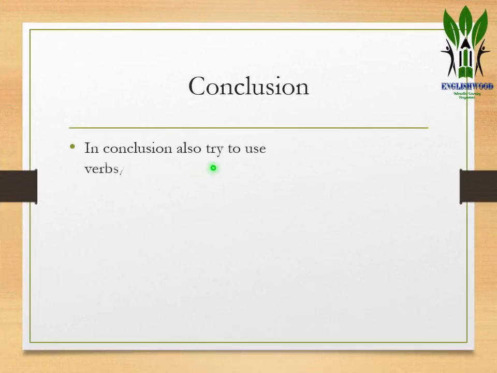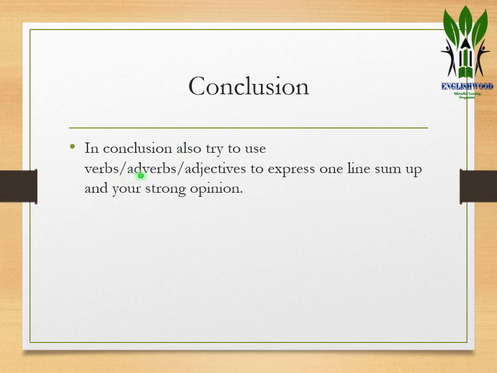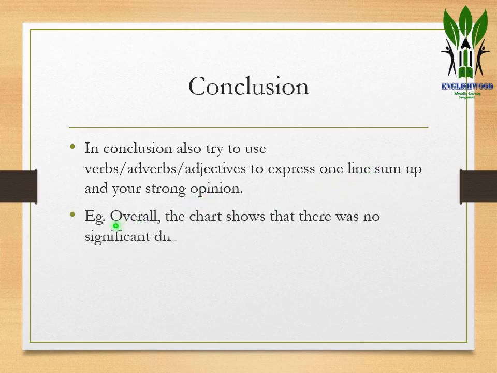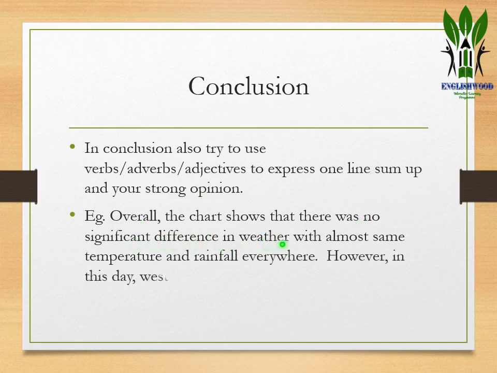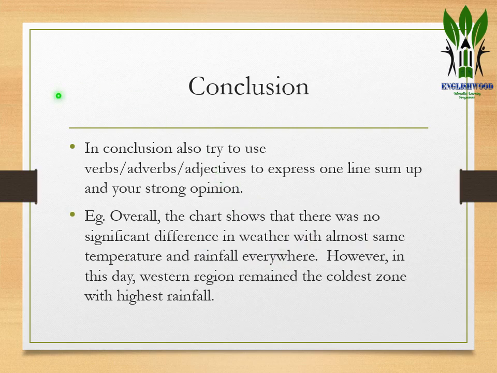In conclusion also, you try to use verbs and adverbs to express a one-line sum up and your strong opinion. Example: overall the chart shows that there was no significant difference in weather, with almost the same temperature and rainfall everywhere. That's the previous example. However, in this data, the western region remains the coldest zone with the highest rainfall. This is your opinion. So in this way, practice.